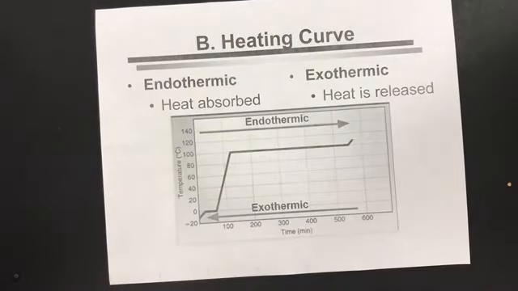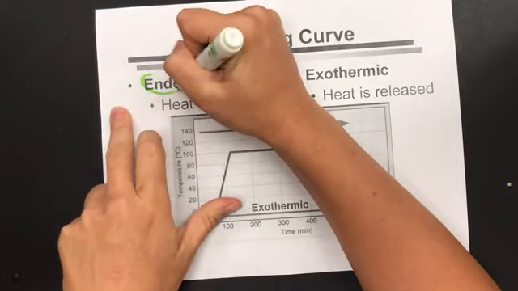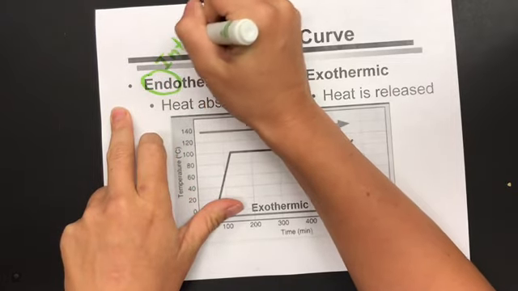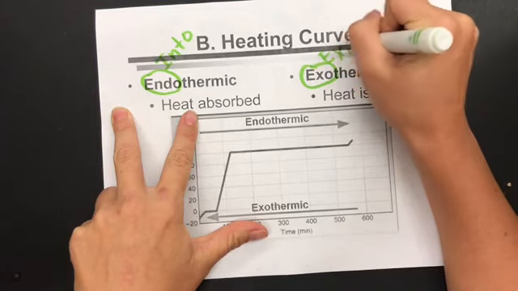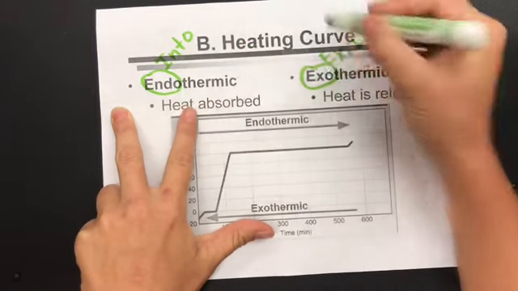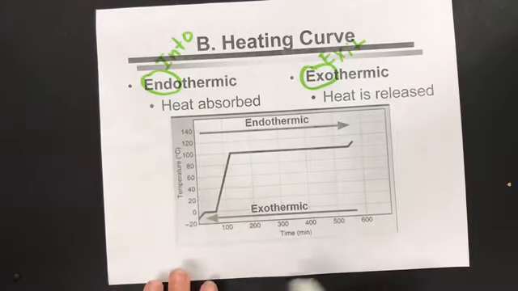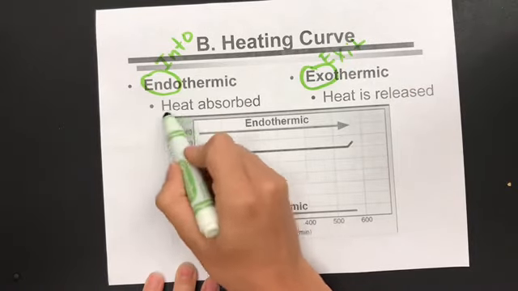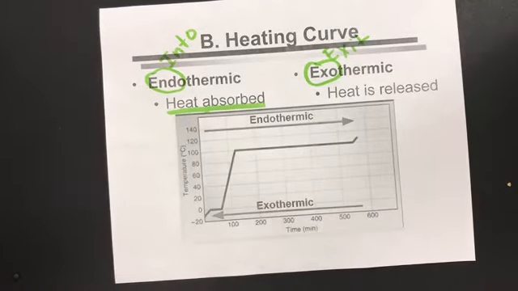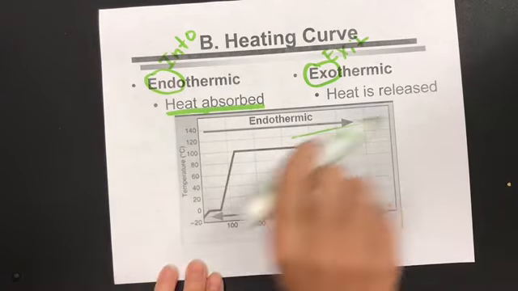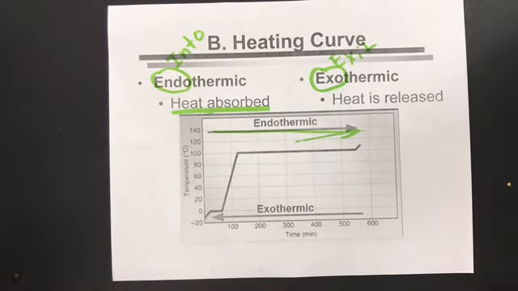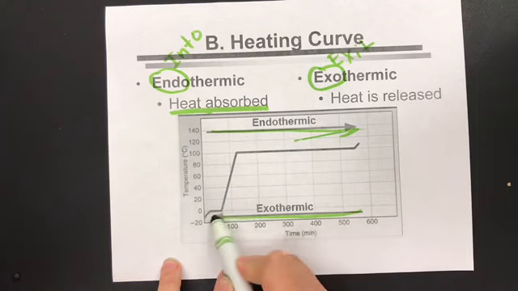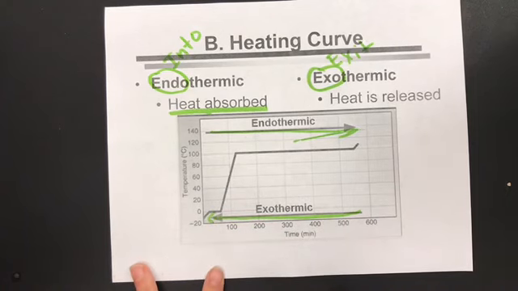Now, the last piece of this is this. Endothermic versus exothermic. Endo sounds like into. Exo sounds like exit. Endo, into. Exo, exit. Okay? Endo means into. This means the heat is going into it. So if it's going into it, that means it's going to go that direction. Exo means the heat is going away. So the object is going to go this direction on your heating curve.